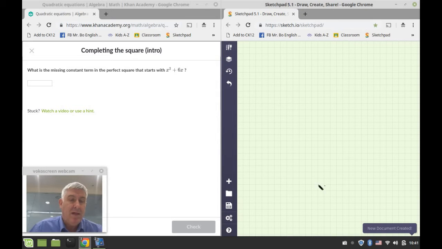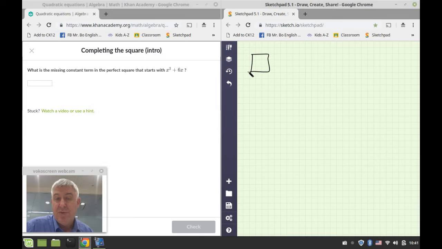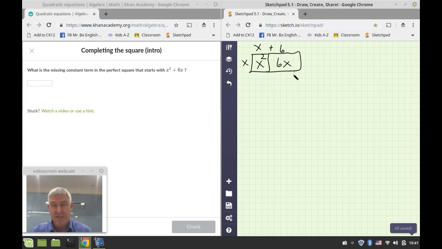Okay. We got two more of these, I think. What is the missing constant in the perfect square that starts with x squared plus 6x? Should be bored of this by now. All right, so I got x and x, that's x squared, and then I've got x squared plus 6x, so this has to be 6. So our length over here is x plus 6.